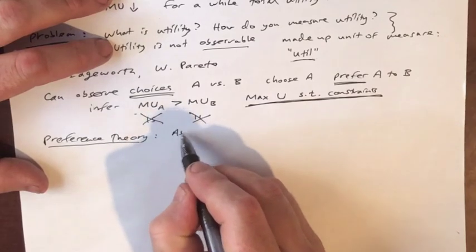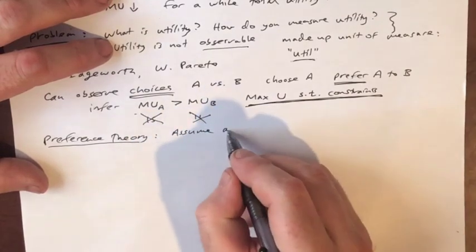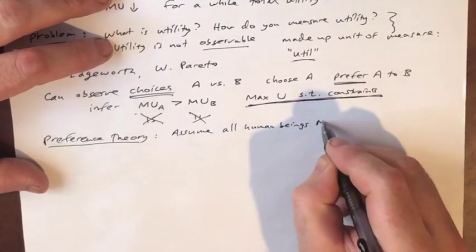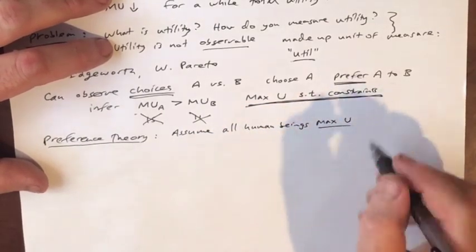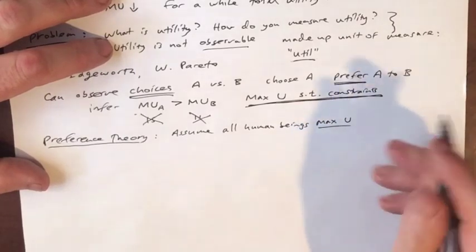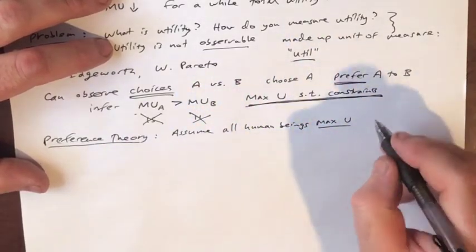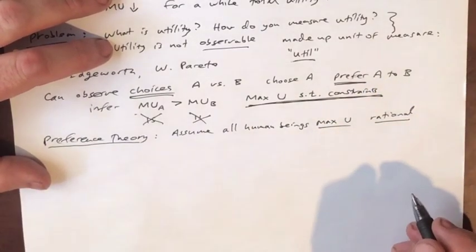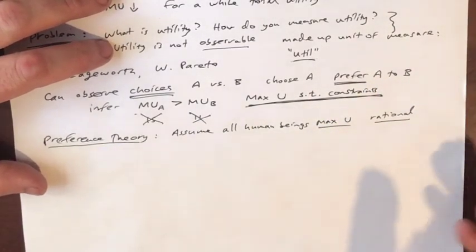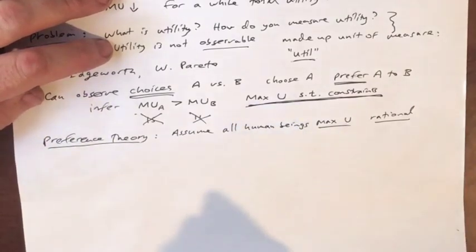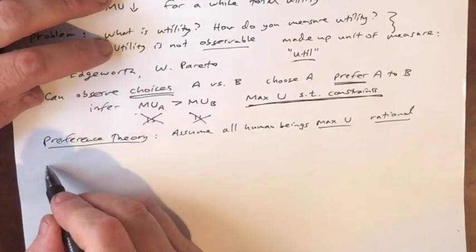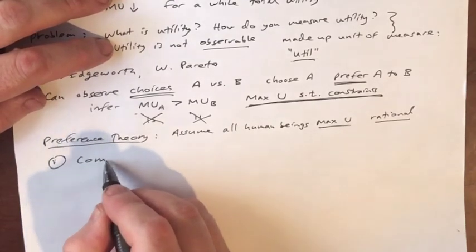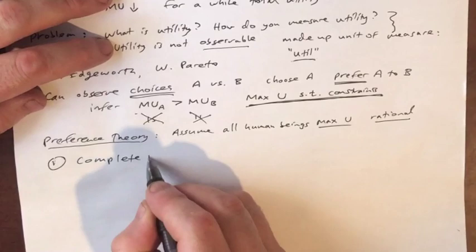We assume that all human beings maximize utility, like we said, right? And these four assumptions are met. These assumptions are called being rational, right? The assumptions of rationality. And rationality assumes the following, okay? Four things. The first one is called complete preferences.